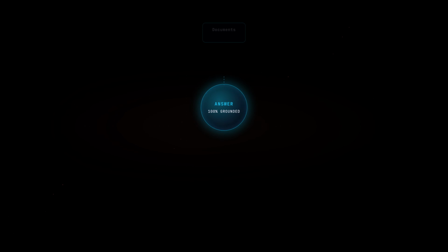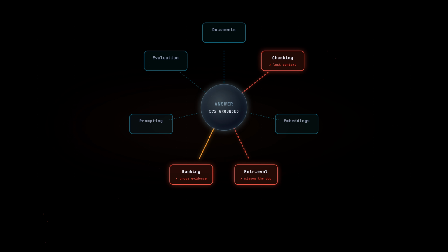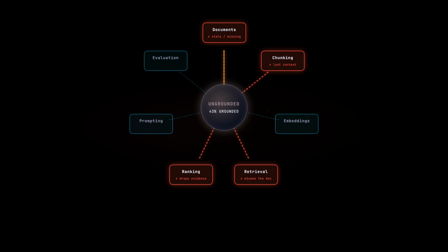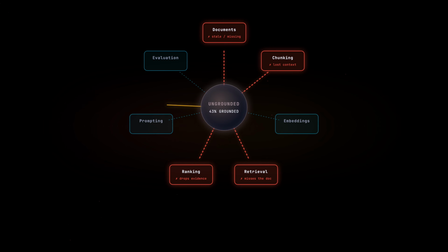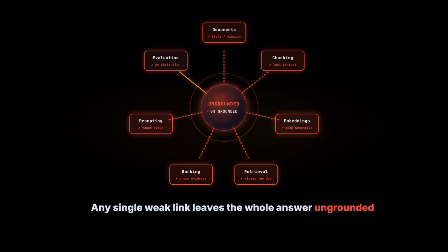RAG is powerful, but it is not bulletproof. If retrieval misses the right document, the model answers without the evidence it needs. If chunks are poorly sized, critical context gets lost or buried in noise. If ranking is weak, the best evidence never reaches the prompt. If documents are stale, the answer inherits that staleness. If the prompt instructions are vague, the model may ignore the context or overstate what the evidence supports.